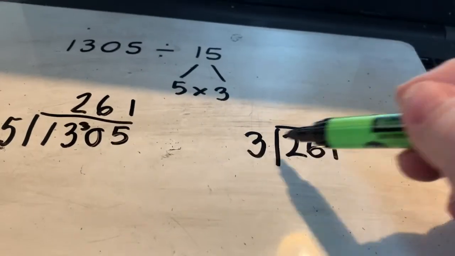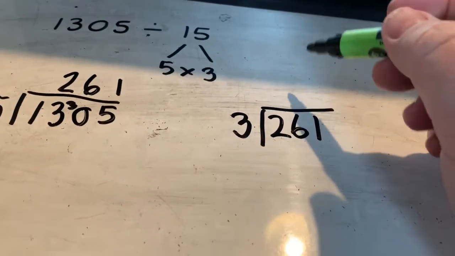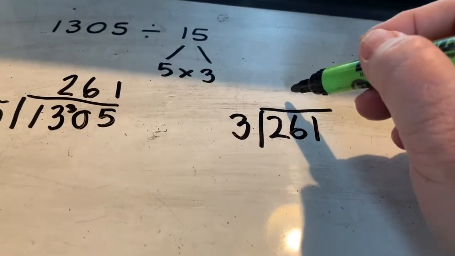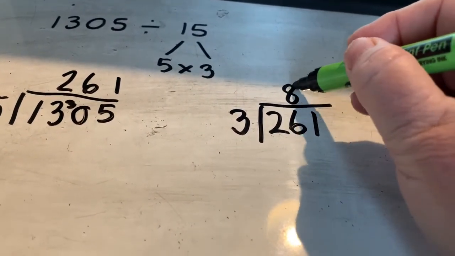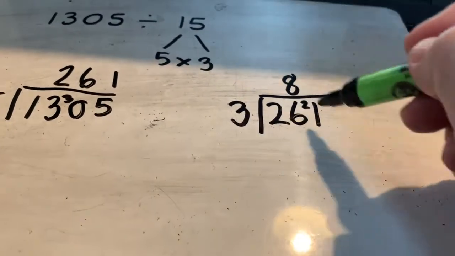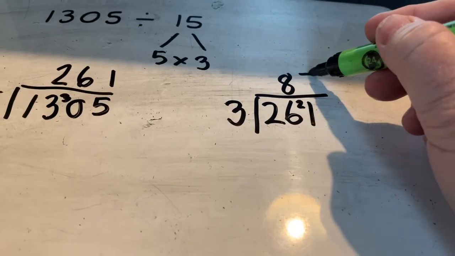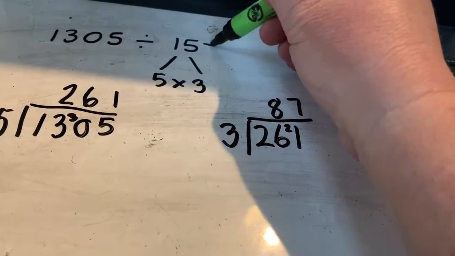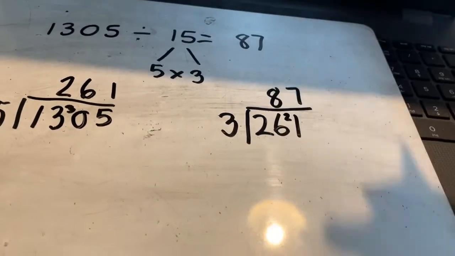So 3 into 26, that will go 8 threes of 24, remainder 2. 3 into 21 goes 7, so my final answer is 87.